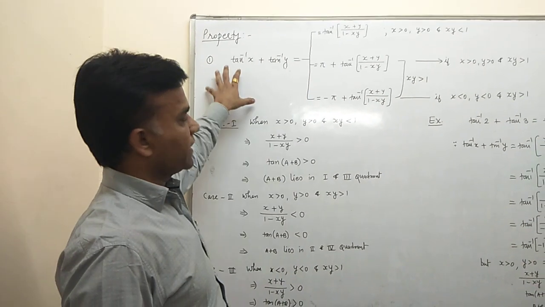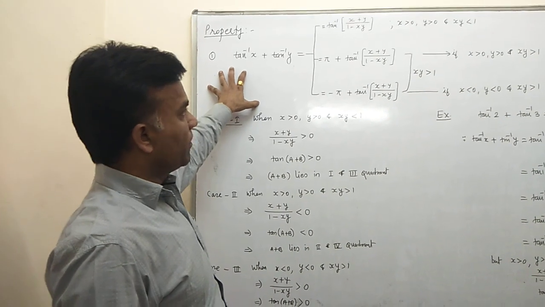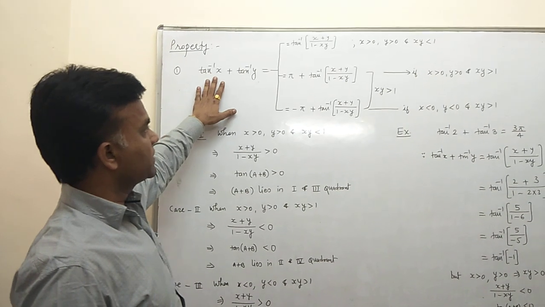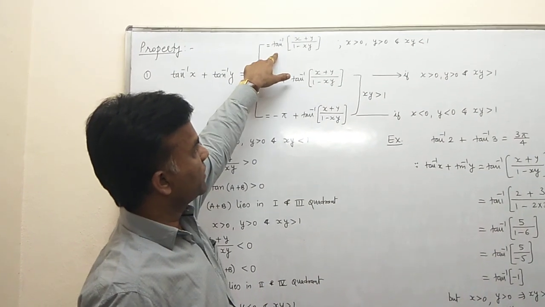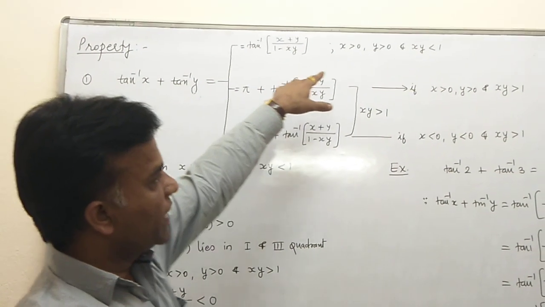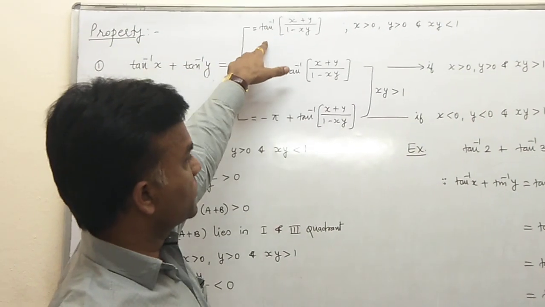Then we have one particular formula where we add conditions. Some cases are the same for all the trigonometrical identities, but one formula here is related to different cases. Now write down tan inverse x plus tan inverse y, which is related to three conditions. Here tan inverse of x plus y upon 1 minus xy applies when x is greater than 0, y is greater than 0, but xy is less than 1. So therefore we use this formula.